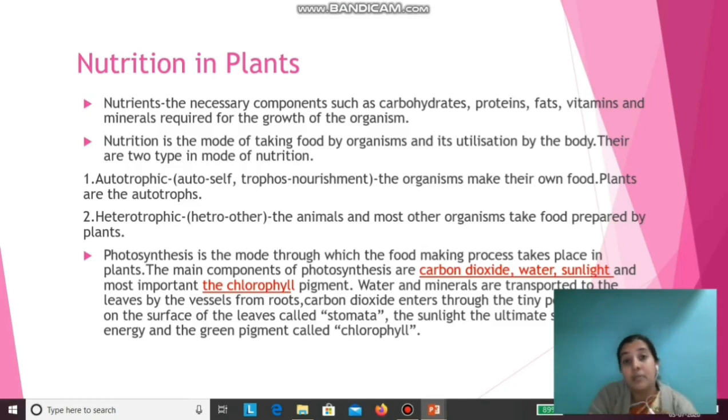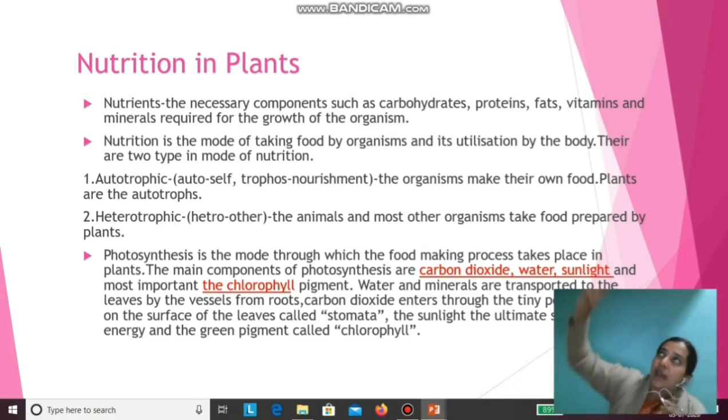Then, what are the main components of photosynthesis? Carbon dioxide, water, sunlight, and most important, the chlorophyll pigment. Correct? The chlorophyll pigment. Water and minerals are transported to the leaves by the vessels from roots.